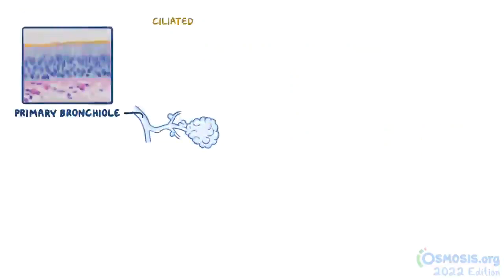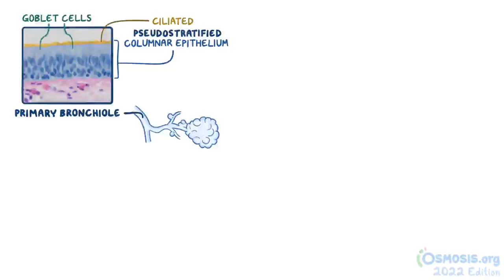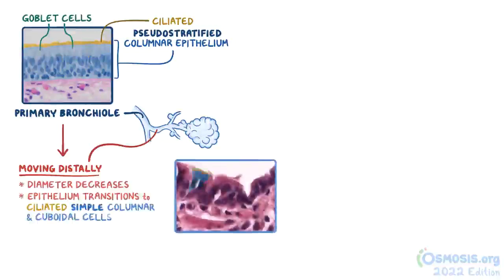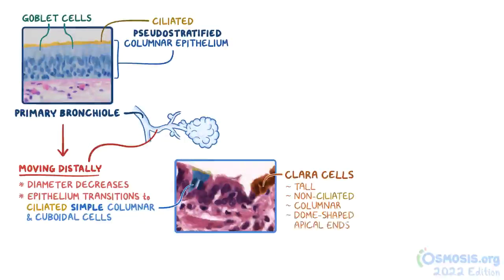Alright, as a quick recap. The larger primary bronchioles have an epithelium made of ciliated pseudostratified columnar cells with a small number of goblet cells. The goblet cells can be identified by their lighter appearance and their goblet-shaped cells. Distally, the airway's diameter decreases and the epithelium transitions to ciliated simple columnar and cuboidal cells with Clara cells. The Clara cells can be identified by their tall, non-ciliated columnar appearance and their dome-shaped apical end.